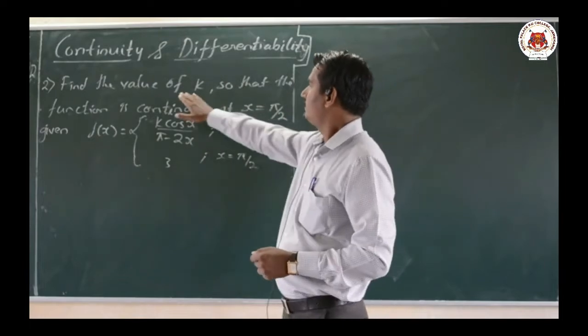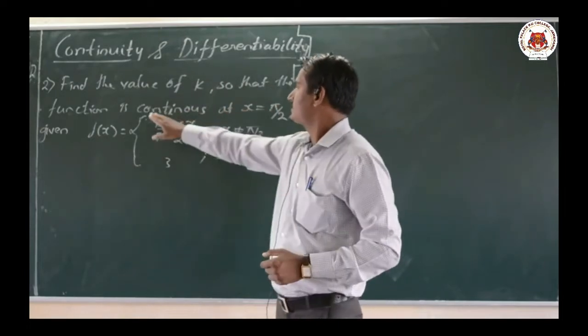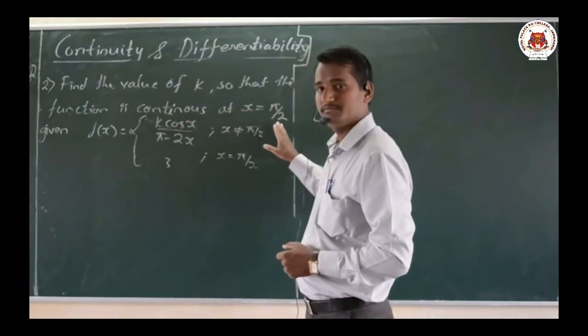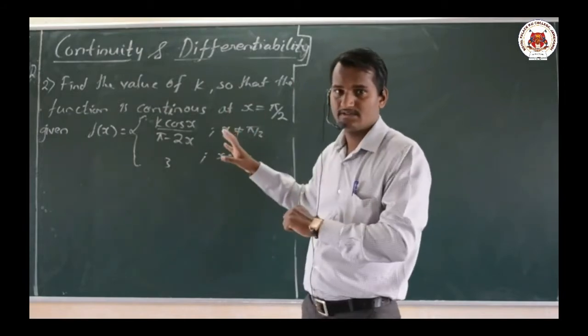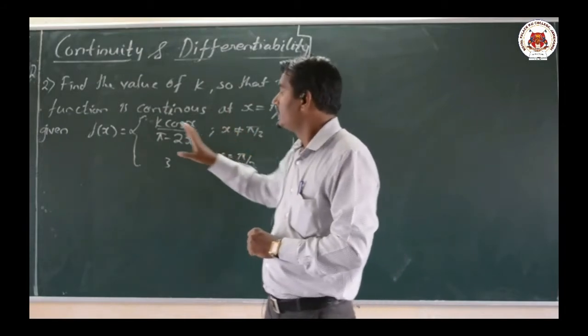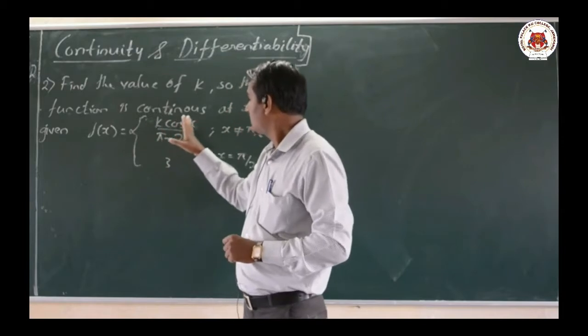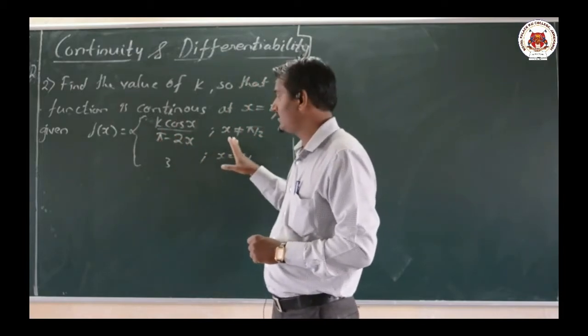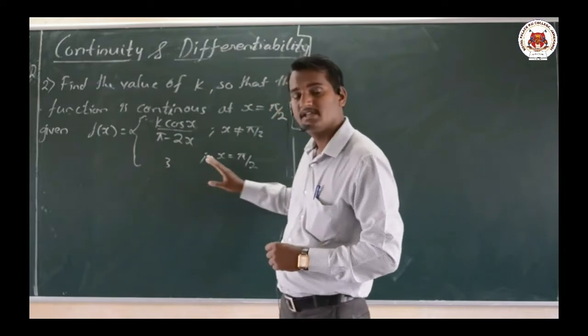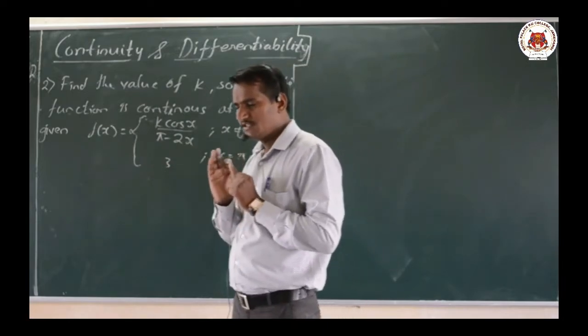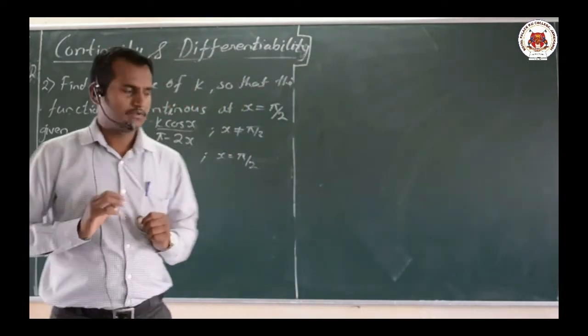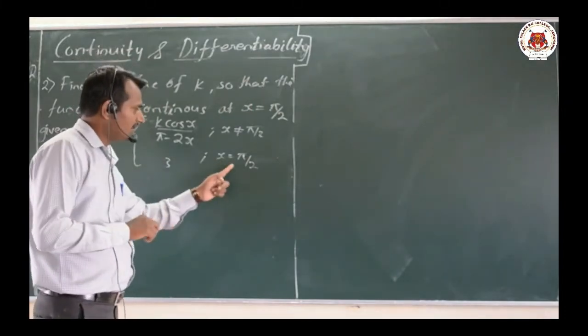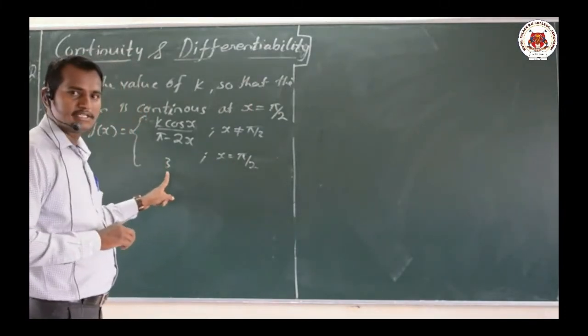Find the value for k so that the function is continuous at x equal to pi by 2. Already it is continuous, same as the previous problem. Given f of x equal to k cos x divided by pi minus 2x when x is not equal to pi by 2, and the value is 3 when x equal to pi by 2. Here it is a very, very simple concept. At x equal to pi by 2 the value is given, that is 3.